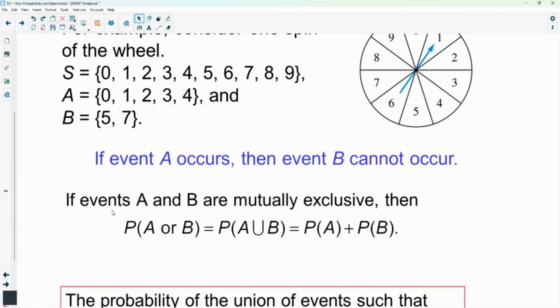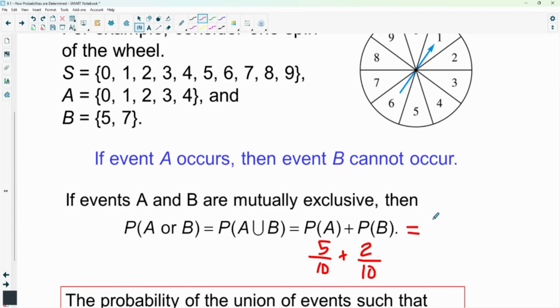So when that case happens and you want to find the probability of A or the probability of B, which is a union, like I said before, you're going to find the probability of A, which in this case, A has 1, 2, 3, 4, 5 elements. So this will be 5 out of 10. And B has 2 out of 10.